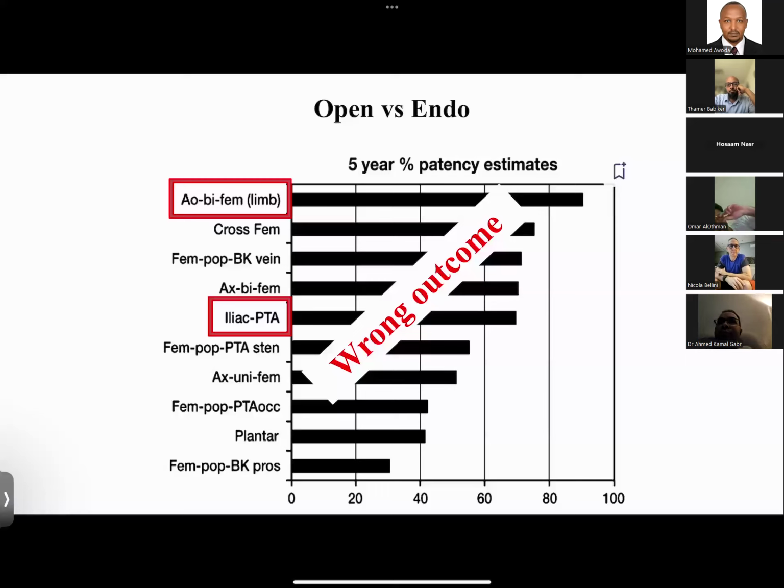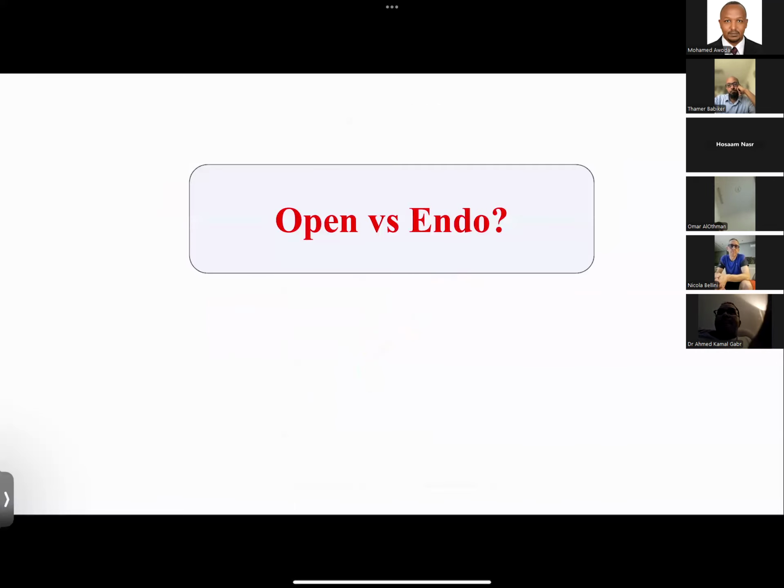We don't really care about patency in occlusive disease, whether it's aortoiliac or infrainguinal. The primary outcome for most of the trials should be amputation-free survival and quality of life. And I'll come into that in more detail in a bit. So if you ask which is better, open or endo, the answer is simply, we don't know.